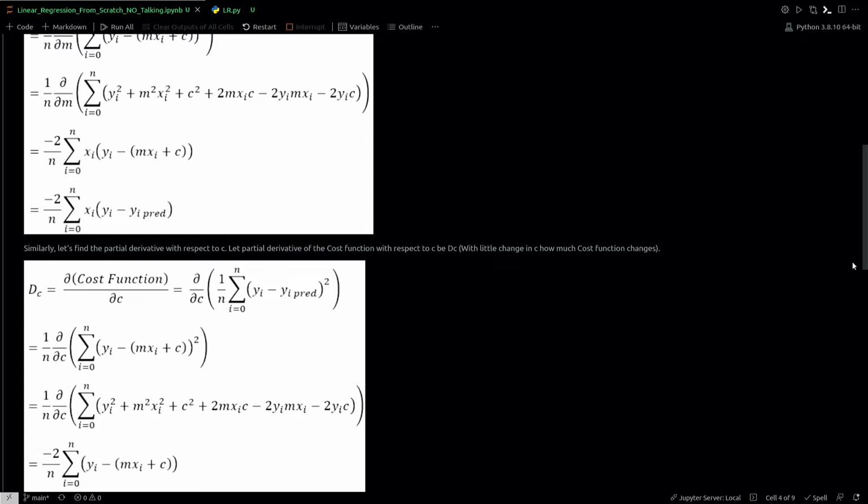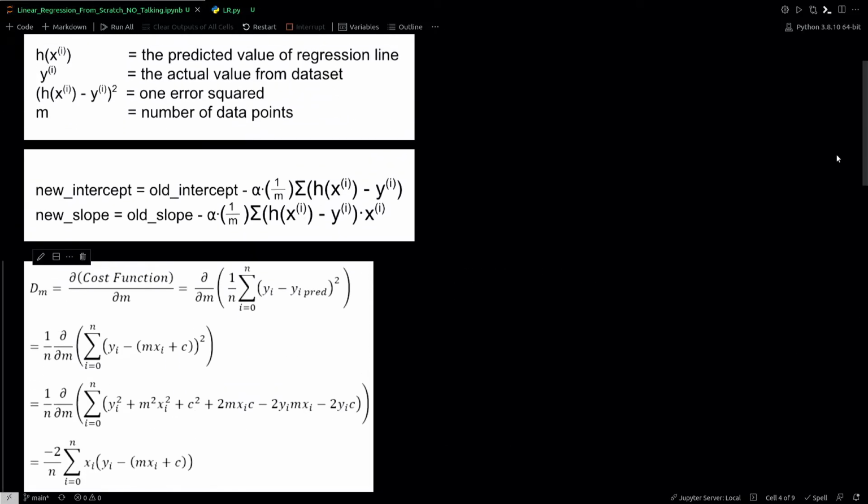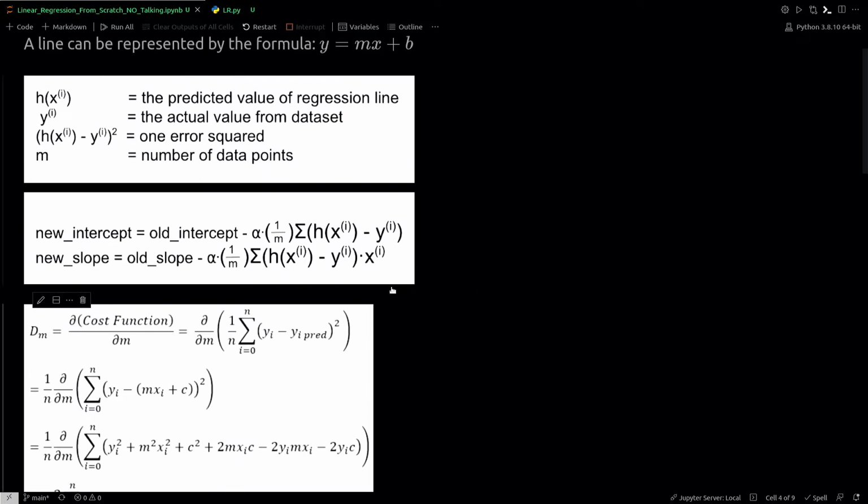Similarly, for our case here, dc, the partial derivative of the cost function with respect to c, these are the steps it is calculated, and again pretty simple steps. And the final result, what we see here and here, is exactly what is included in this formula. So I'm directly going to take this formula and write the Python implementation of linear regression.